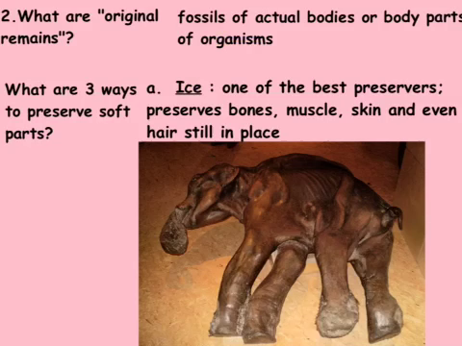The second type of fossils we're going to talk about are original remains. These are fossils of actual bodies or body parts of the organisms. Now, remember before we said that soft parts are usually not preserved in rock fossils. So there are actually 3 ways that soft parts are able to be preserved. The first way is in ice. It's one of the best preservers. It preserves the bones, muscles, skin, and even hair still in place. So it is a fossil. It's not still a living creature, obviously, but it's the actual creature itself. And what you have here would be an example of original remains that were preserved in ice.